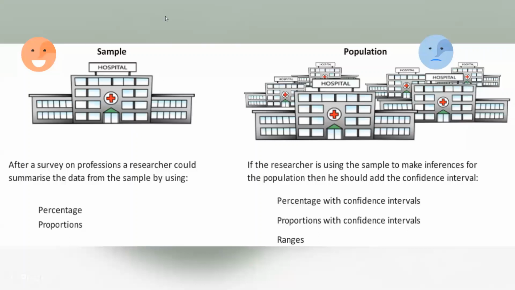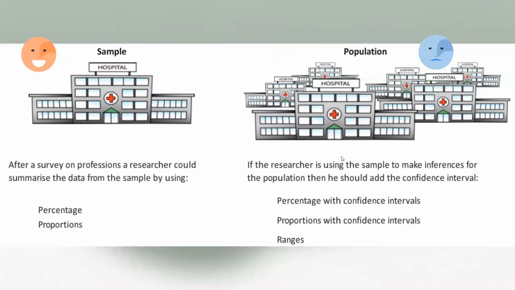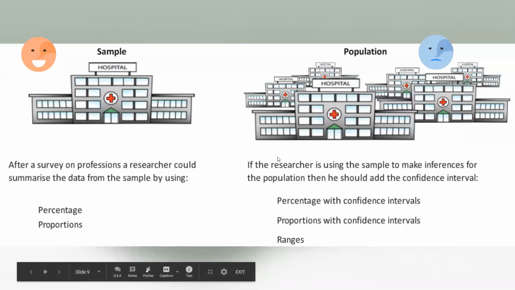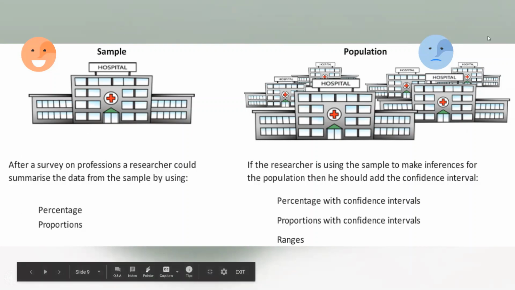That's quite easy. But when I go to 2 or 3 hospitals, and I say those hospitals represent the whole population of hospitals in my city, should I just say the percentage is like this? I believe we shouldn't do that. We should add a number. How sure are we about this percentage? Do you agree or not? Do you understand the difference between this case and this case?